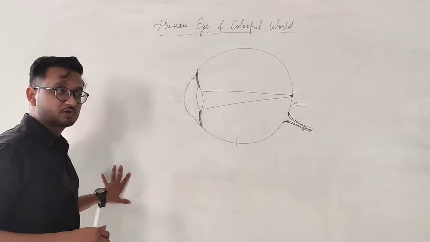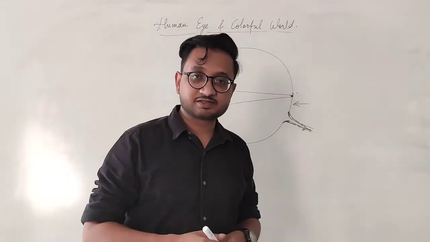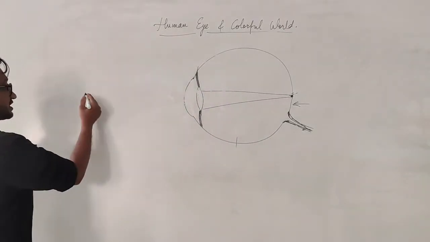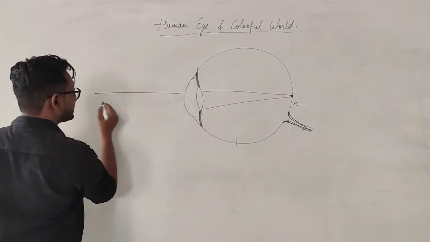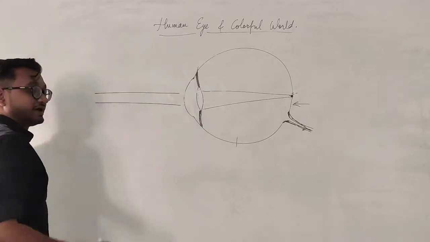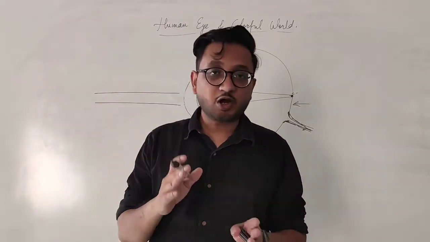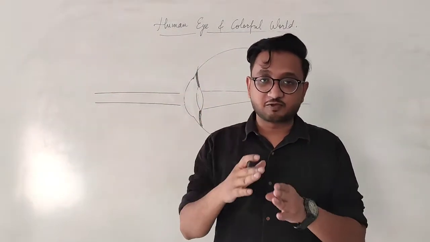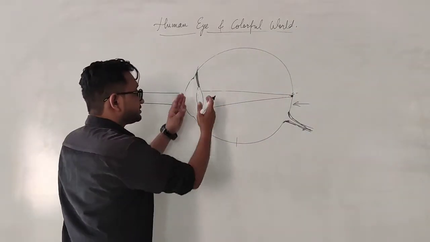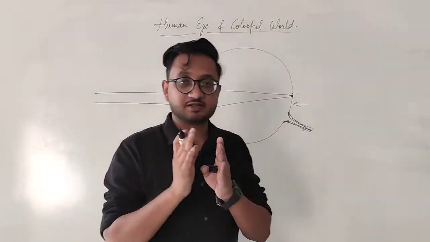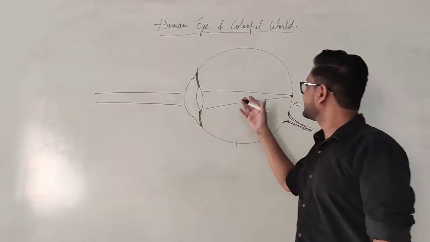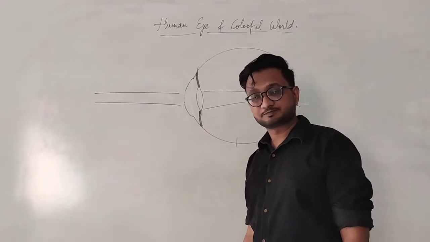Why do we need so? Because when we are looking at far away objects, we know that the rays of light coming towards our lens are parallel. And these parallel rays of light do not require much convergence. So at that moment, the eye lens becomes thin and then the light is focused on the retina.